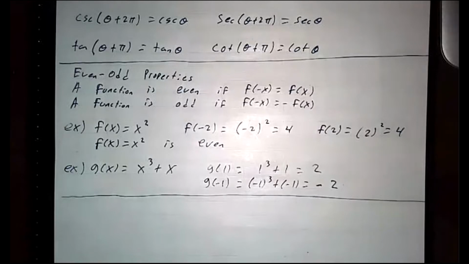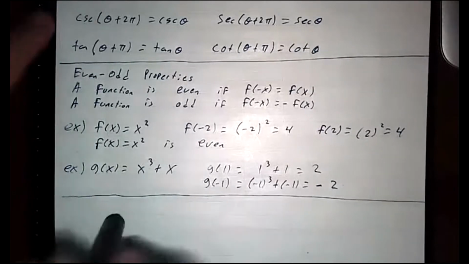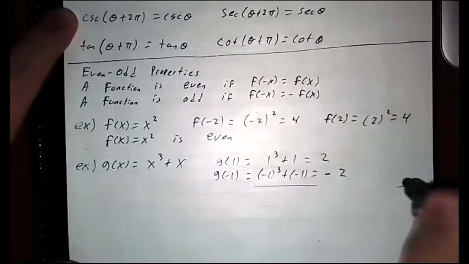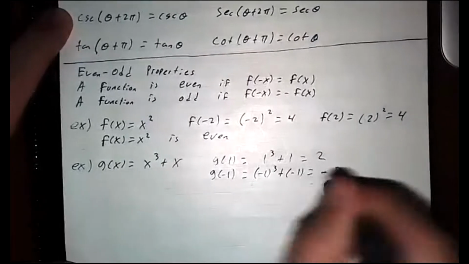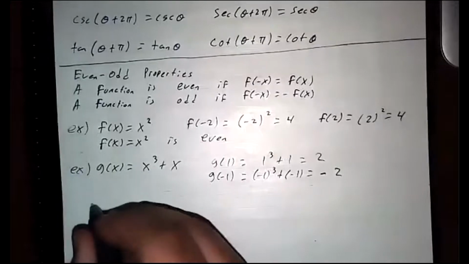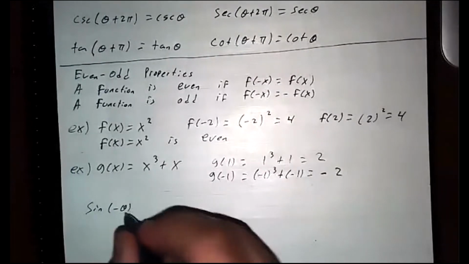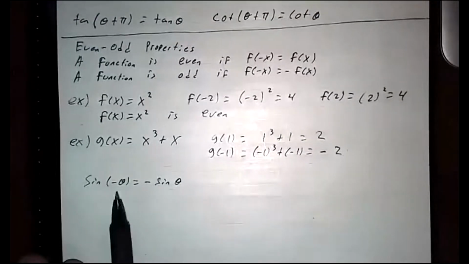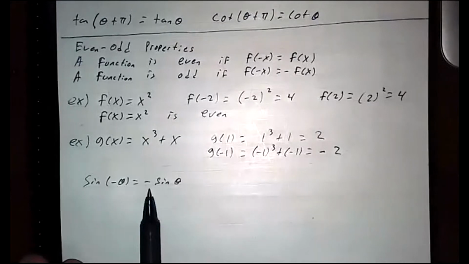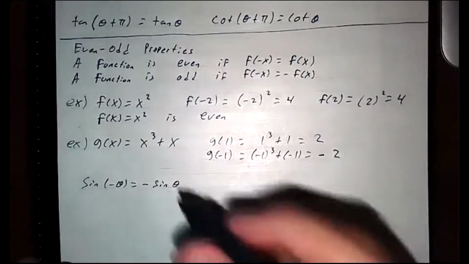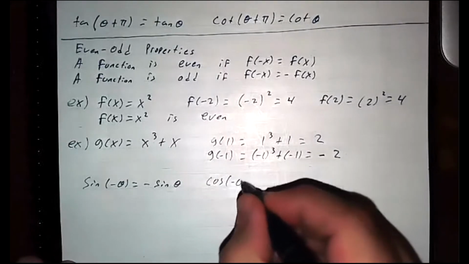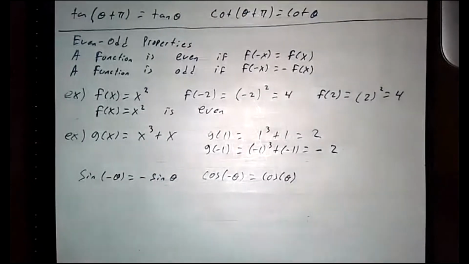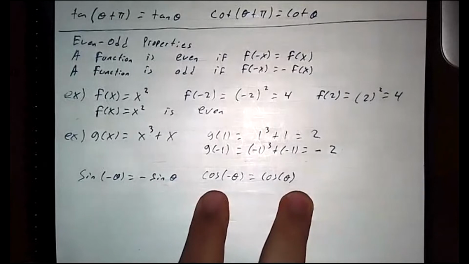Okay. Let me write down the properties. So that's the definition of even and odd, but here are the actual trig properties. So sine of negative theta is equal to negative sine theta. Basically the odd property allows you to pull the negative out from the inside and put it in front. It's another way to think about odd. Cosine, you plug in a negative angle, it's as if you plugged in a positive angle. It doesn't matter which one, they will be the same.